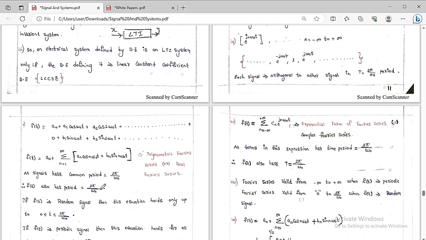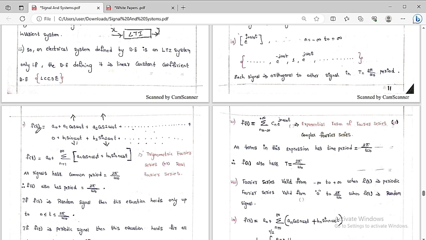All signals have a common time period, which is 2 pi by omega naught. The first signal has a time period of 2 pi by omega naught, and this signal, this signal and this signal also have a time period of 2 pi by omega naught. So all the signals have the same time period. If you add the constant a0 to a periodic signal, the overall signal is still periodic and the period stays the same, 2 pi by omega naught.